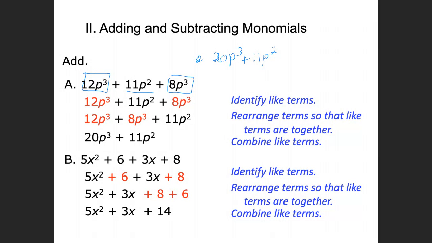Here, 5x squared plus 6 plus 3x plus 8. The only like terms are right here, the whole numbers. So I'm just going to leave this as 5x squared plus 3x plus 14. I always write my answers in standard form, highest power to lowest power. And I'd like you guys to do that also.